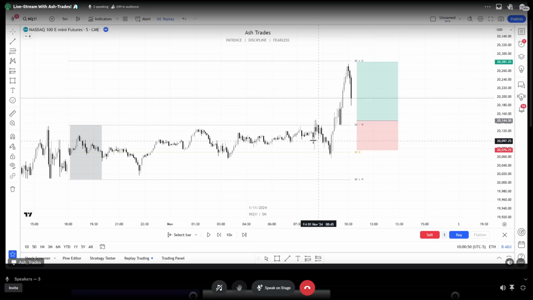It's the same thing over and over again. Range, acceptance above or below, or is it manipulation? Because that shows you what you can target. You either target the other side of the range if it's manipulation. If it's acceptance, then you're thinking distribution's about to happen.